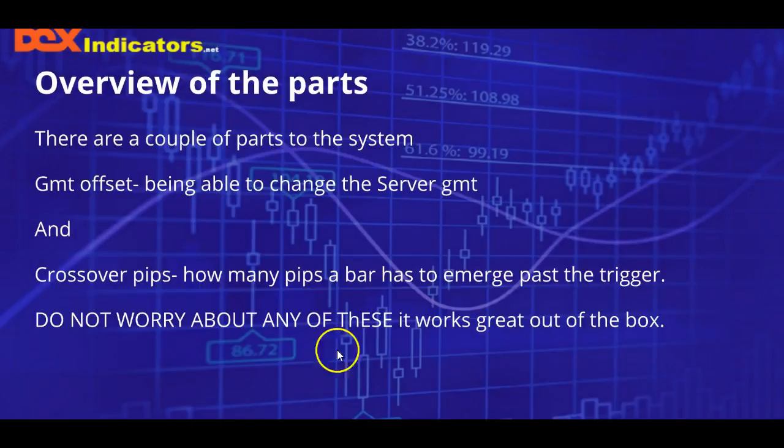The overview of the moving parts is simple. There are a couple of parts to the system. There are only two variables. GMT offset means you'll be able to input your server time, but it has an automated feature inside, so don't even mess with it. The crossover pips is for when you become more advanced, and we'll let you know exactly what those are for later. But for the intro, it works extremely well right out of the box.